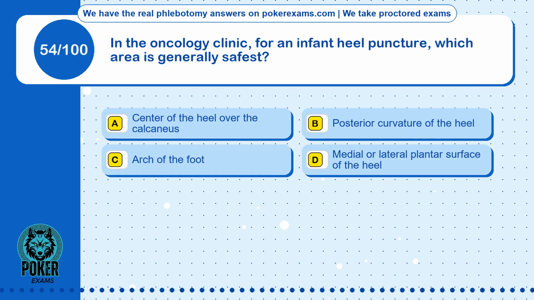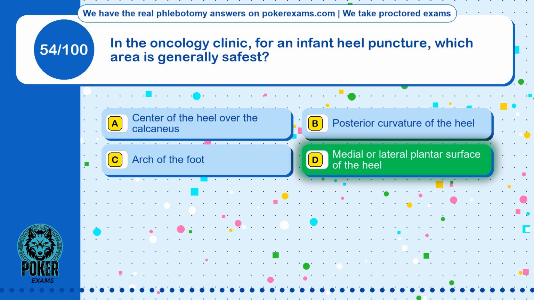Question 54. In the oncology clinic, for an infant heel puncture, which area is generally safest? Option A, center of the heel over the calcaneus. Option B, posterior curvature of the heel. Option C, arch of the foot. Option D, medial or lateral plantar surface of the heel.